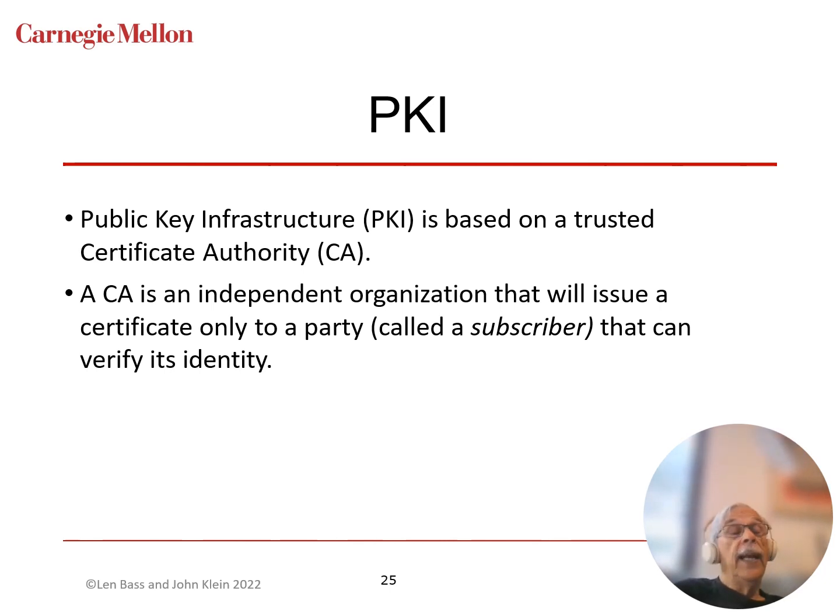infrastructure. And one element of the public key infrastructure is what's called a certificate authority. So a certificate authority is an independent organization that will issue a certificate only to a party called a subscriber whose identity it can verify. Okay, so certificate authorities are trusted organizations. RSA is one. There are others.